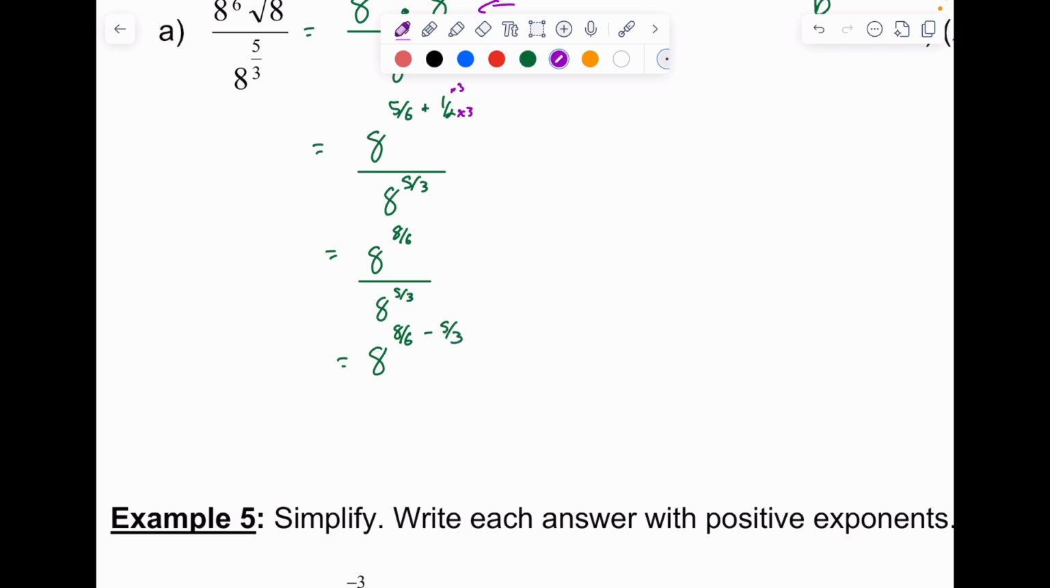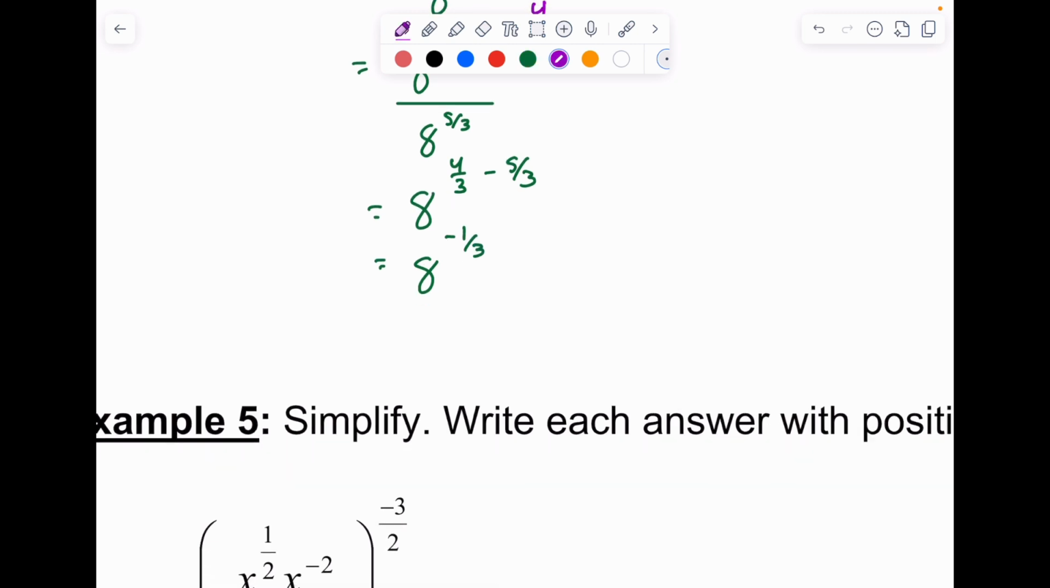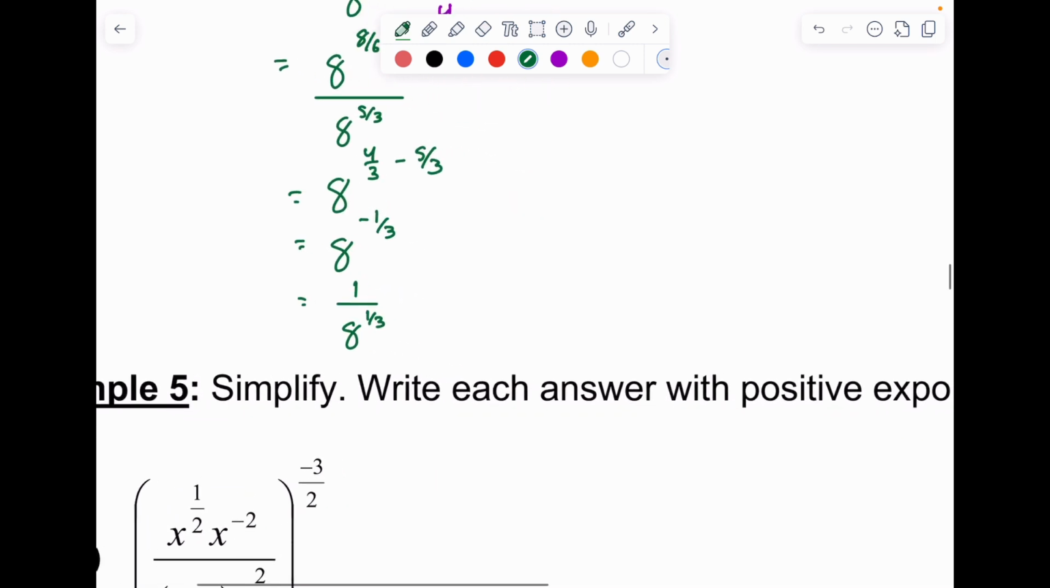Well, actually 8/6, you can really reduce this. This is the same thing as you saying 4/3. So this is actually 4/3 minus 5/3. And look at that. You have same denominator, so you don't have to do any more fraction work. Okay? 8 to the 4/3 minus 5/3, well, that is 8 to the negative 1/3. Now we have it as a single power, but our exponent is negative. So this is actually 1 over 8 to the 1/3. Okay? So careful with your fractions, because you have a fraction that has a fractional exponent.